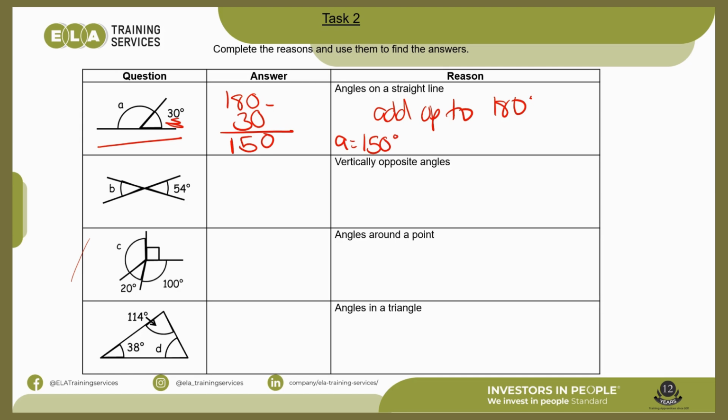B, vertically opposite angles are equal.